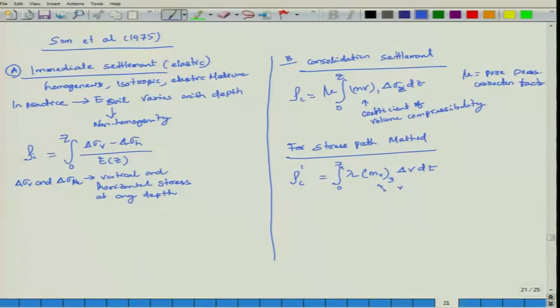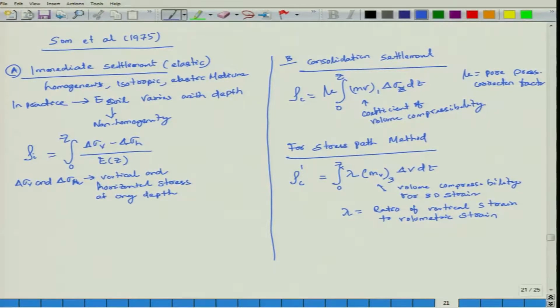This is your volume compressibility for 3D strain. Lambda is your ratio of vertical strain to volumetric strain.